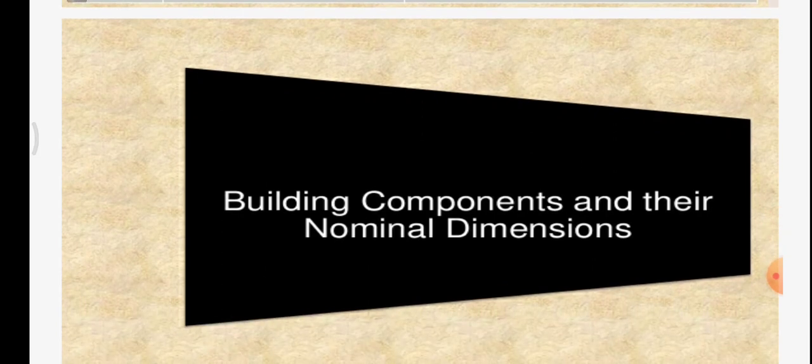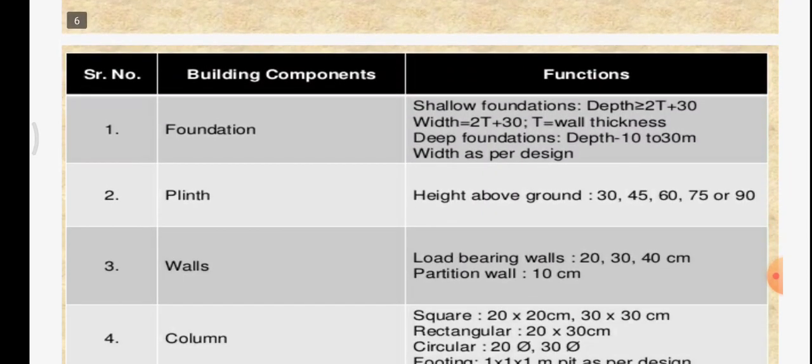Next slide is building components and their nominal dimensions. Now foundation. For a shallow foundation, depth is greater than 2t plus 30, width is 2t plus 30, where t is the wall thickness. For a deep foundation, depth is 10 to 30 meter, width as per design. Plinth.